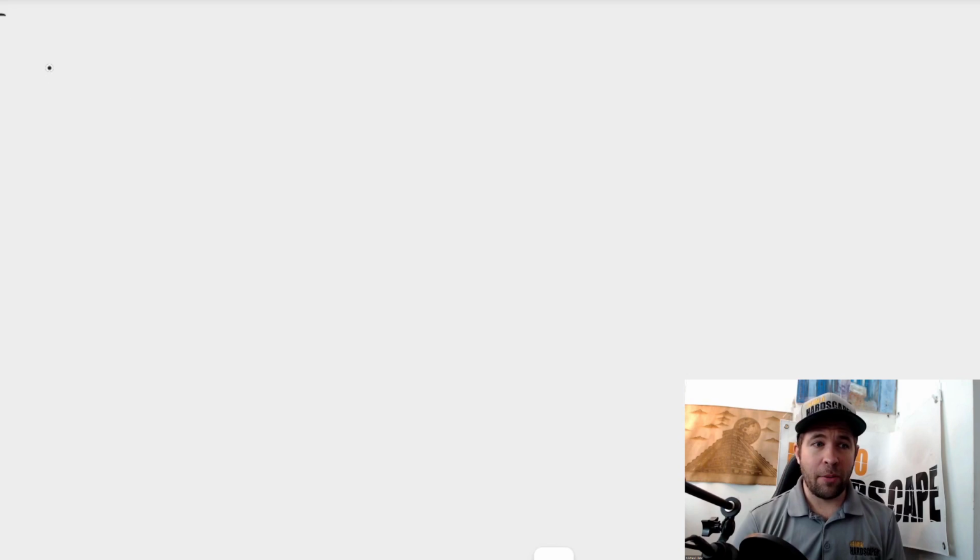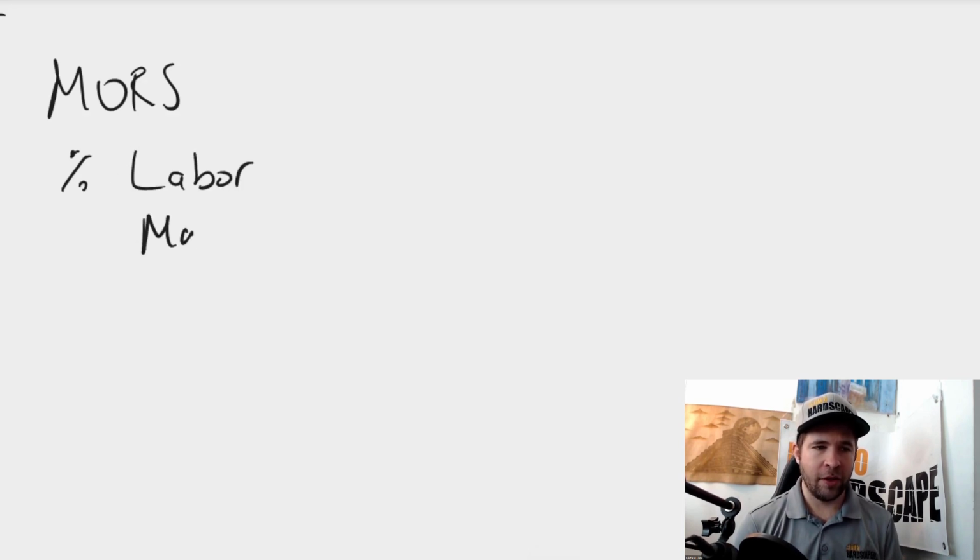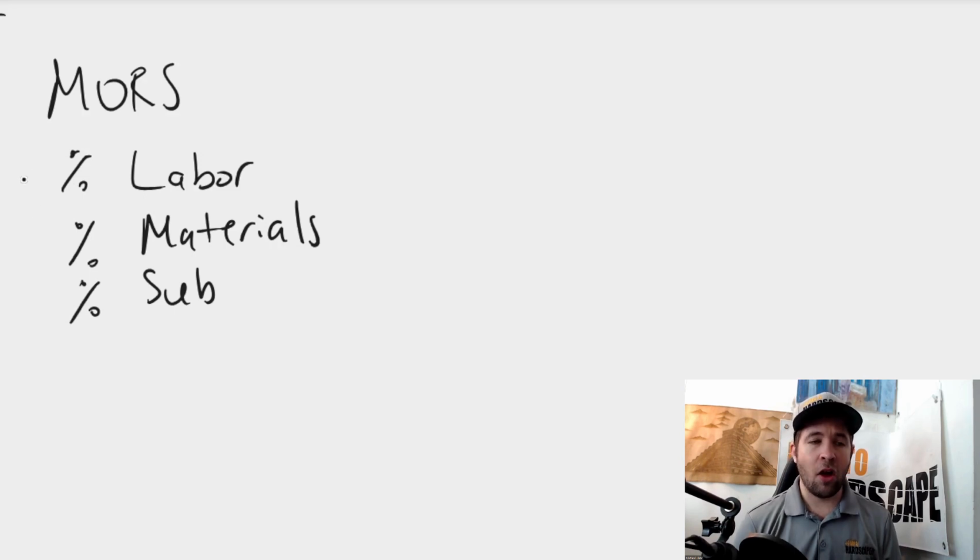Okay, the next one that we're going to cover is multiple overhead recovery system, or this is short form for MORS. And MORS assumes a percentage markup on different variables in your business, such as the labor, the materials, and subcontractors, and each of these get a different percentage amount. So they're not all 25% markup, 25% markup, 25% markup. They'll all have their own percentage points to mark up.